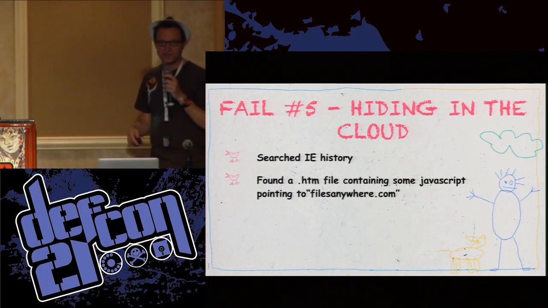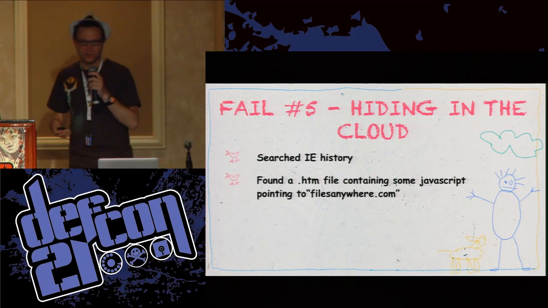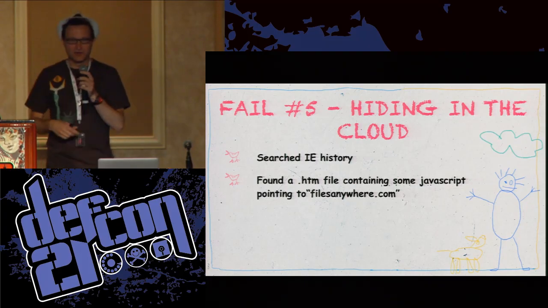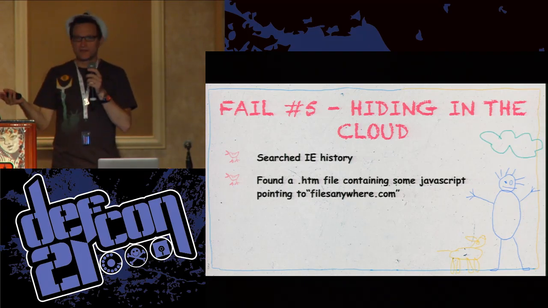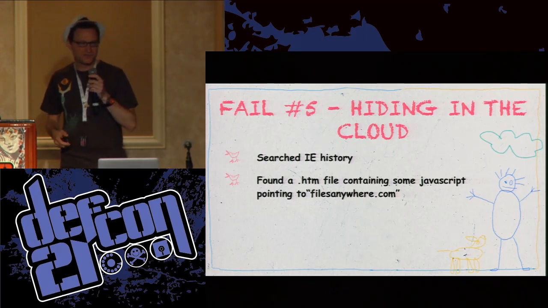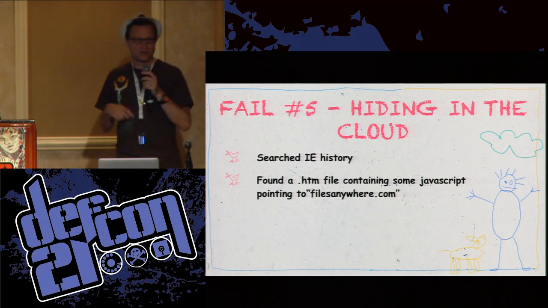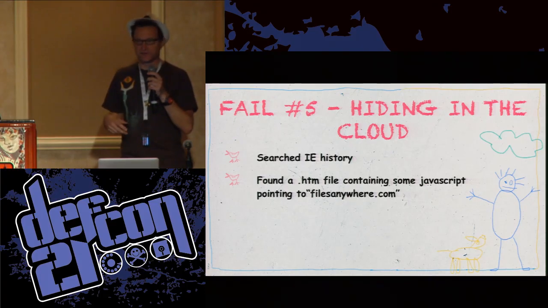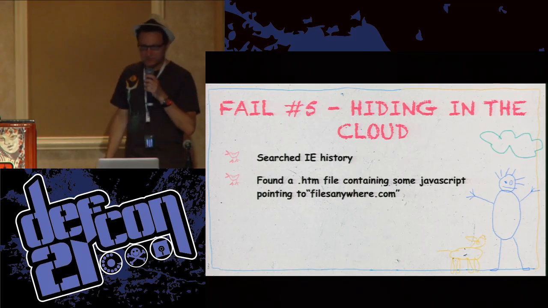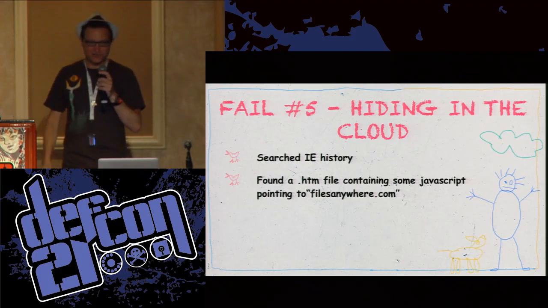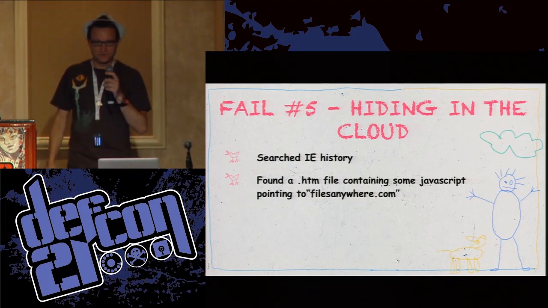All right, so we searched the IE history. And we found a .htm file that had some JavaScript in it pointing to files anywhere. It's very much like Dropbox, the same kind of concept, but it's more for business users, so it's got a lot of really great auditing and logging. If you're uploading and downloading files, you can basically monitor and track them. That turned out to be a very nice thing because typically that's only in the user control panel, but we found this little .htm file with it. Bingo! We solved the case.